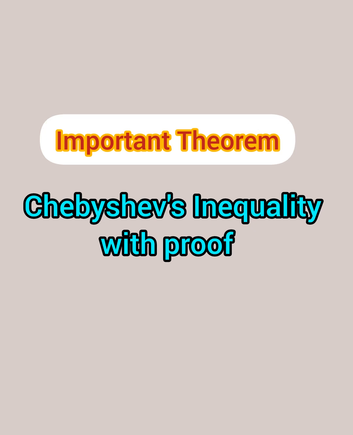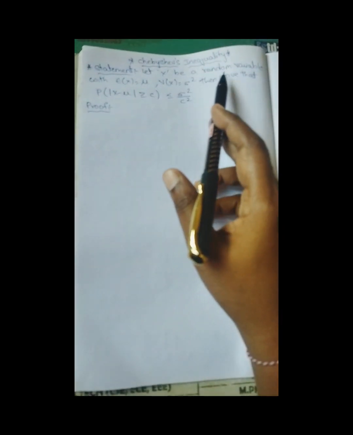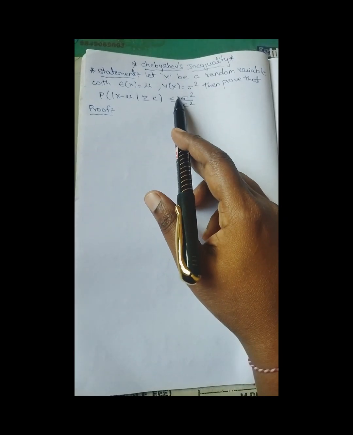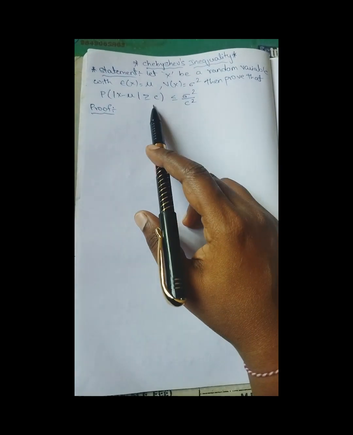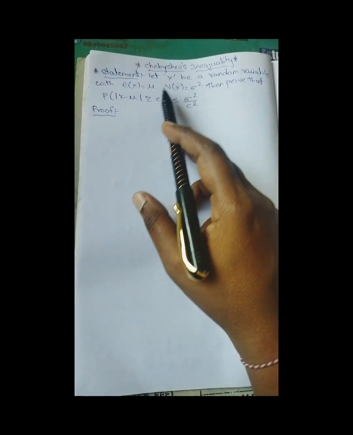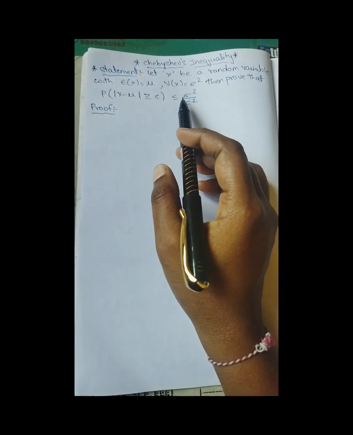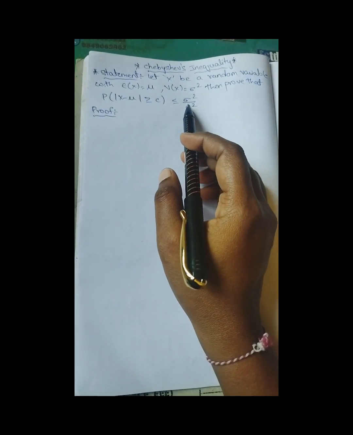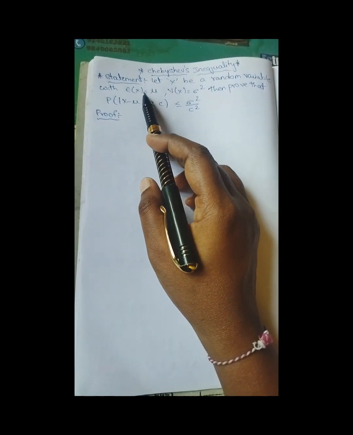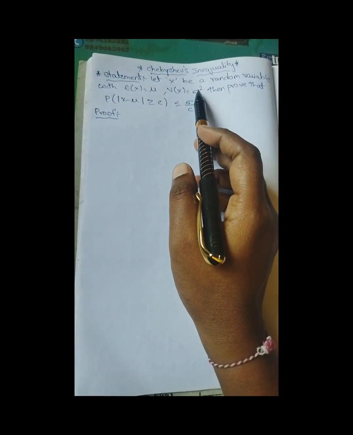In this video we are going to see Chebyshev's inequality with proof. Chebyshev's inequality statement: let X be a random variable with expectation of X equal to mu and variance of X equal to sigma square. Then prove that probability of mod X minus mu greater than or equal to c is less than or equal to sigma square by c square. Here mu is the expectation of X, that means the mean, c is a constant and sigma square is the variance.